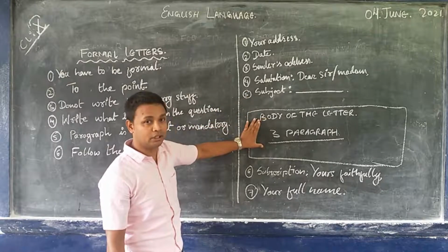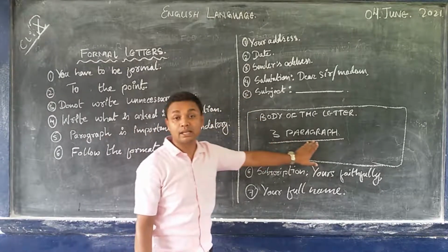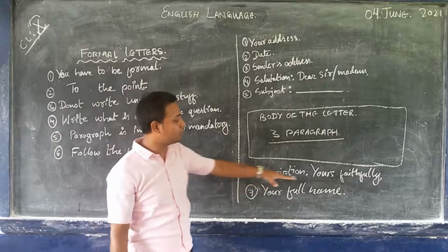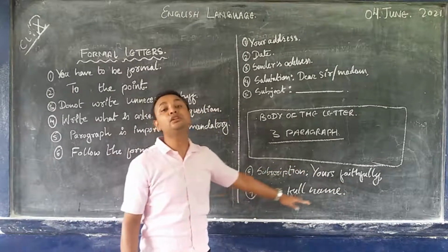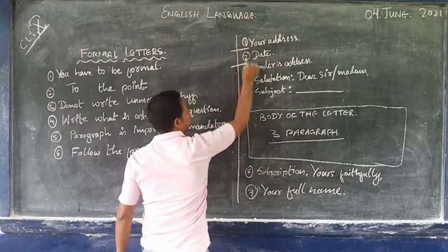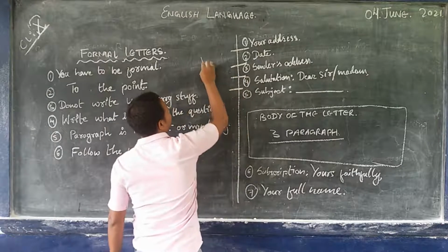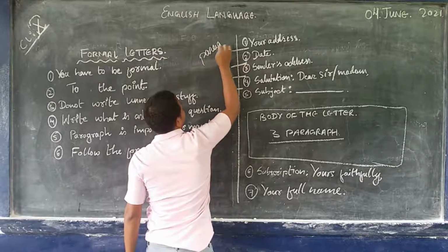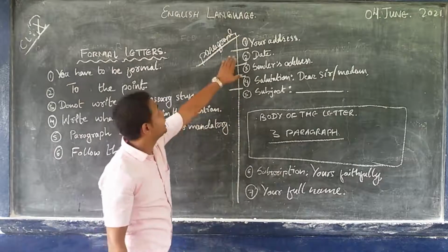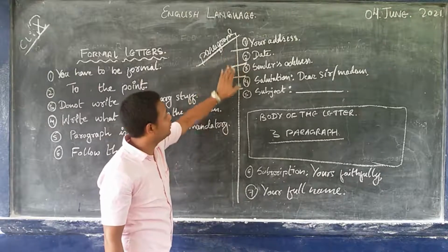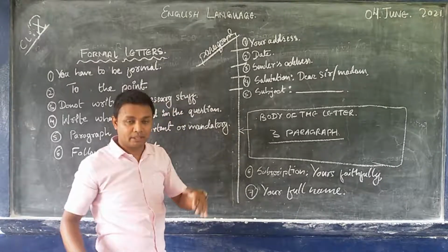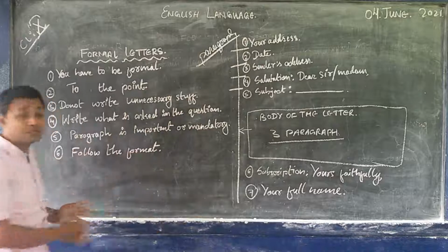Then comes the body of the letter. I have written it in bold letters. Here you need to write 3 paragraphs. Then the subscription, Yours faithfully, and then comes your full name. This is the format of letter writing. And after each of these, you need to put a paragraph break. It is mandatory. I suggest you leave a line after each, and even within the body, leave a line when you separate one paragraph from another. So this is the format, and these are the points that you need to remember.